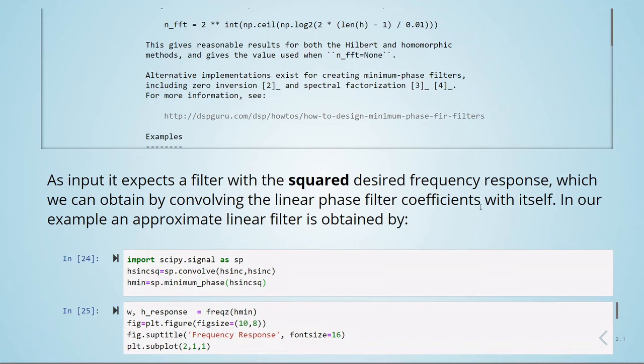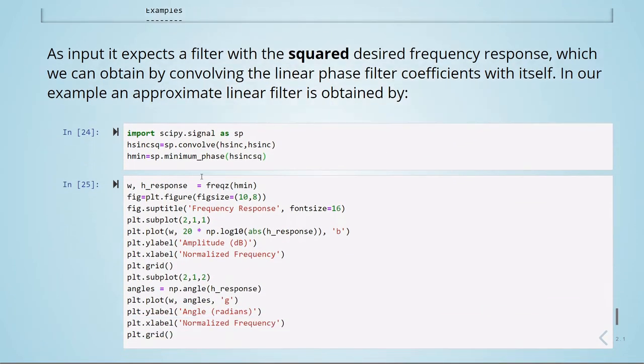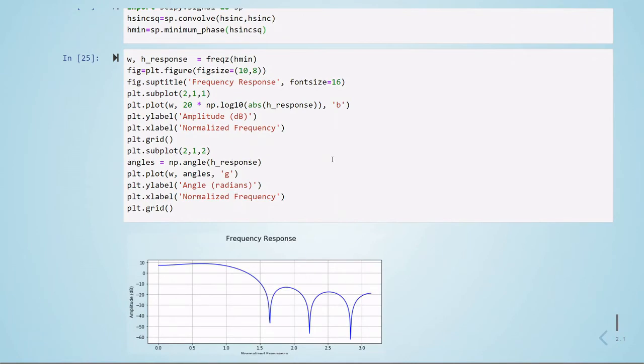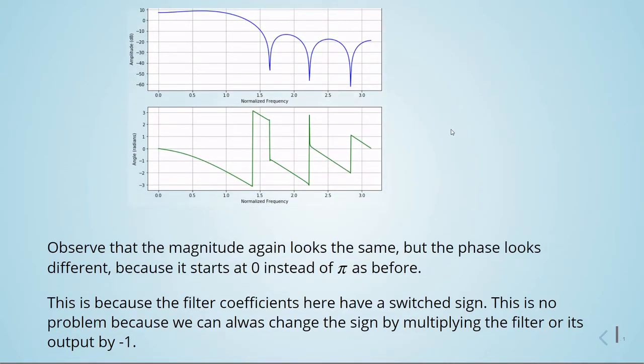the linear phase filter coefficients with itself. So in our example, an approximate linear filter is obtained if we convolve h_sinc with itself, and then we get this. We call this minimum phase function from SciPy with this squared, so it's this convolved by itself. And when we plot the frequency response, we have here the magnitude looks the same, but the phase looks different because it starts at 0 instead of pi as before.